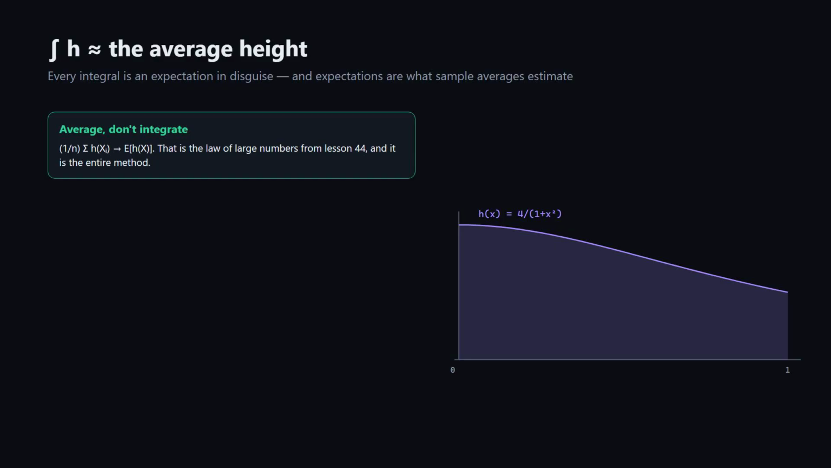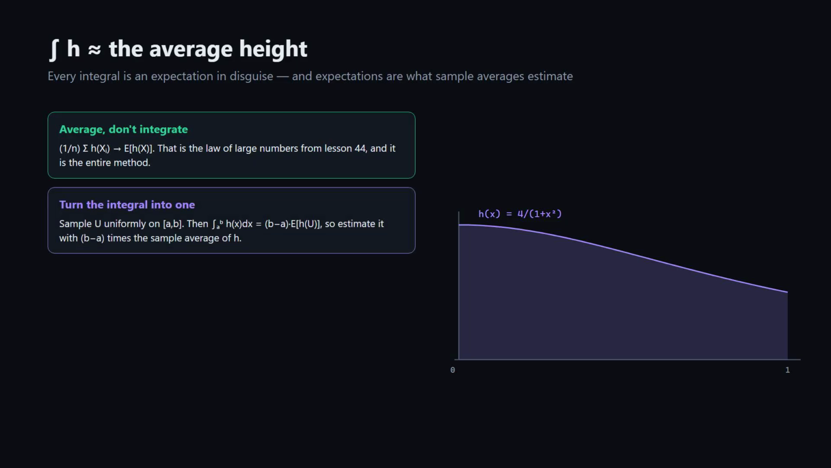The average of a function over your samples estimates its expectation. 1 over n times the sum of h of xi converges to E of h of x. That is simply the law of large numbers from lesson 44. And every integral is an expectation in disguise.